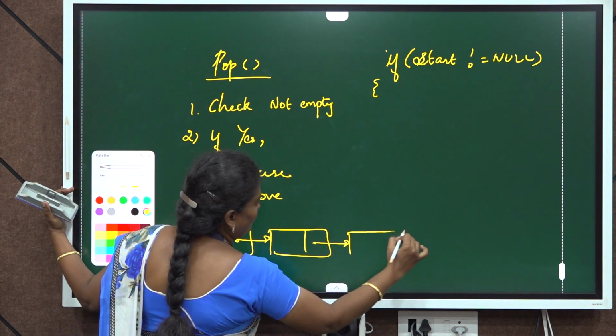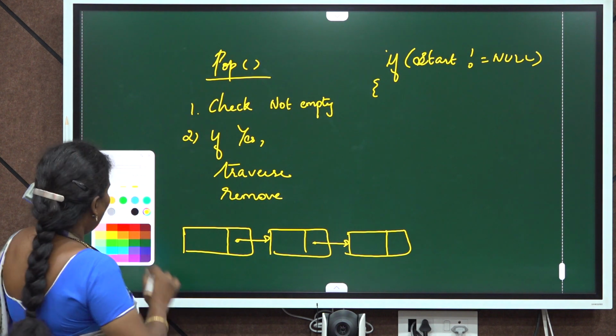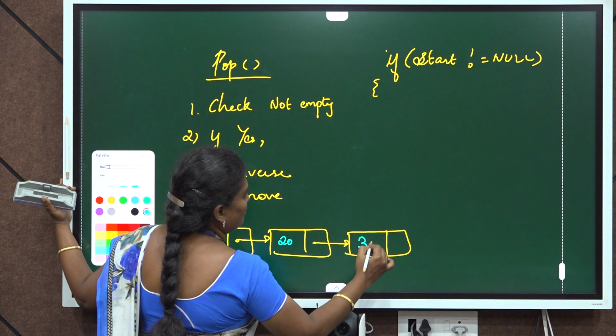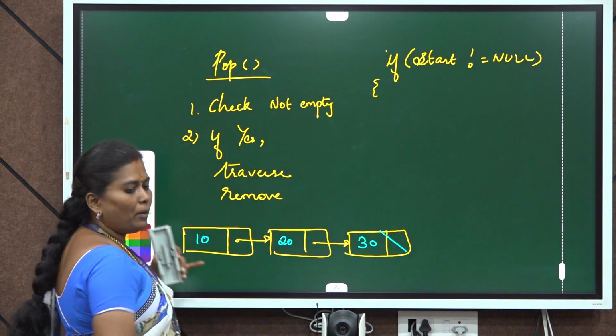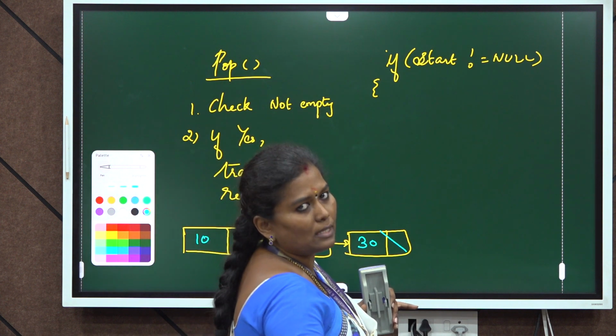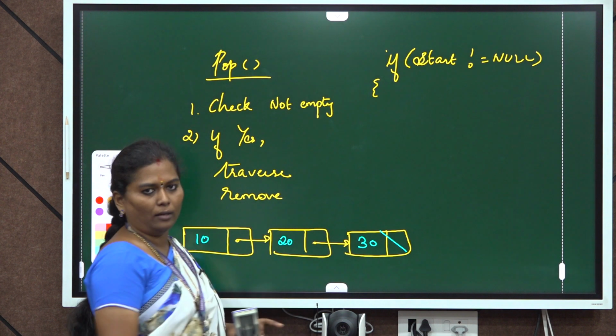So you have a stack and there are a few elements inside the stack. 30 is an element which is inserted last. So 30 is the element inserted as the last element. Now we are going to remove this 30.